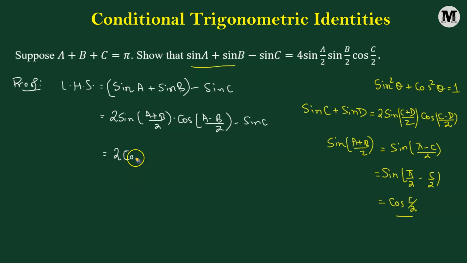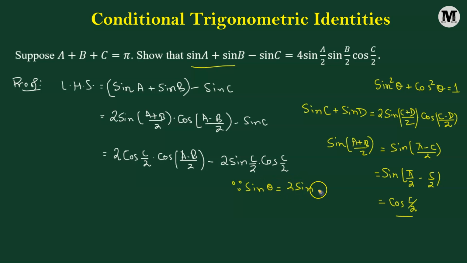Coming back to our equation, in place of sine of (a plus b) over 2, we have 2 times cosine of c over 2 multiplied by cosine of (a minus b) divided by 2, minus sine c. There's a standard formula for changing sine c to a half angle. That means we will have 2 times sine of c over 2 multiplied by cosine of c over 2. Let us note it down: sine of angle theta equals 2 times sine of theta over 2 multiplied by cosine of theta over 2. In our case, theta is c.